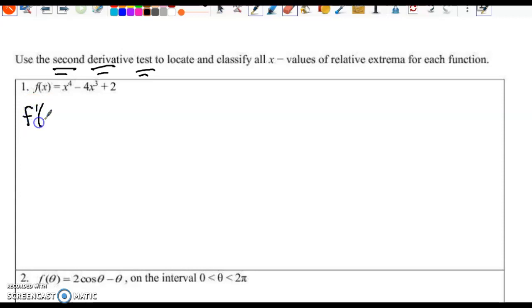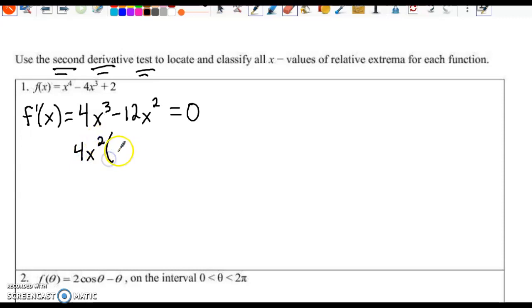So what you want to do, I mean, it's good practice, let me put it that way, is find your first derivative, minus 12x squared, and set it equal to 0. So what I'm doing is first figuring out what critical numbers I have. x minus 3. So we have x equals 0 and x equals 3.